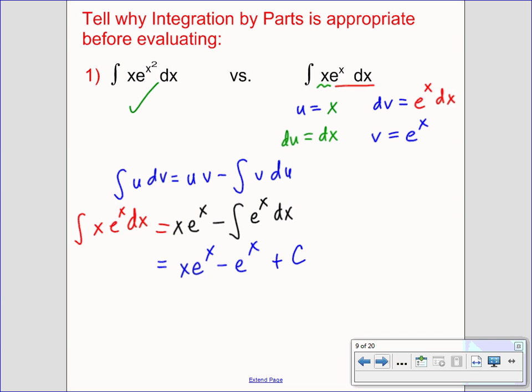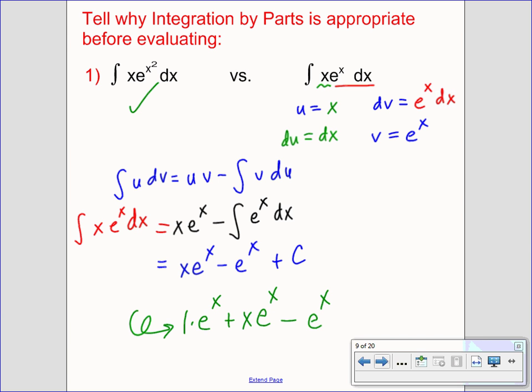Ever the skeptic, not sure. How can we check? Well, let's differentiate and see. What's the derivative of x times e to the x? Well, that's a product rule. The derivative of the first times the second plus the first times the derivative of the second, minus the derivative of e to the x, plus the derivative of a constant.